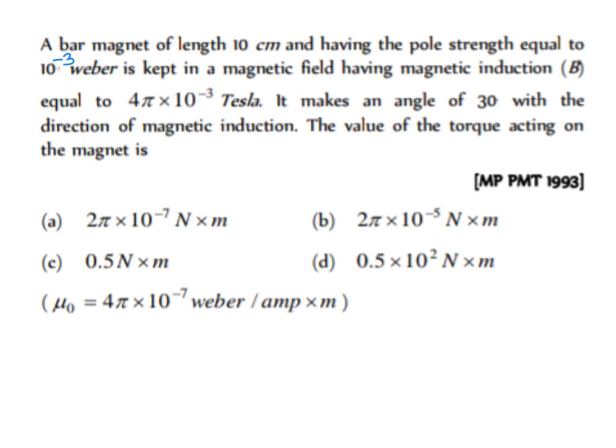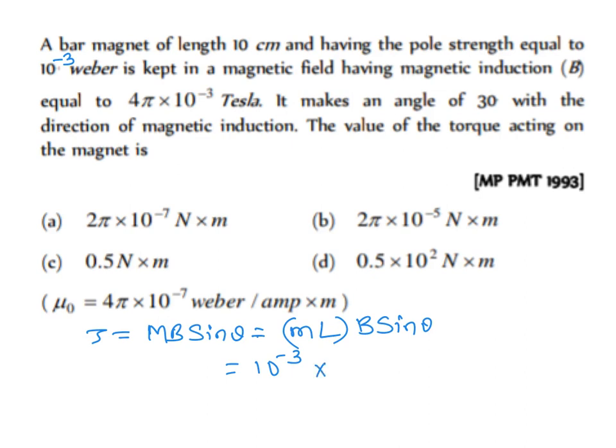So how to find out the torque here? You know that torque tau is equal to m into b into sine theta, correct? So m is nothing but pole strength into the length of the magnet, into b into sine theta here. Clear? The pole strength is 10 to the power of minus 3, the length of the magnet is 10 centimeter, 10 into 10 to the power of minus 2 meter, and the magnetic field is 4 pi into 10 to the power of minus 3 Tesla. The angle is 30 degrees. Sine 30 is nothing but 1 by 2.